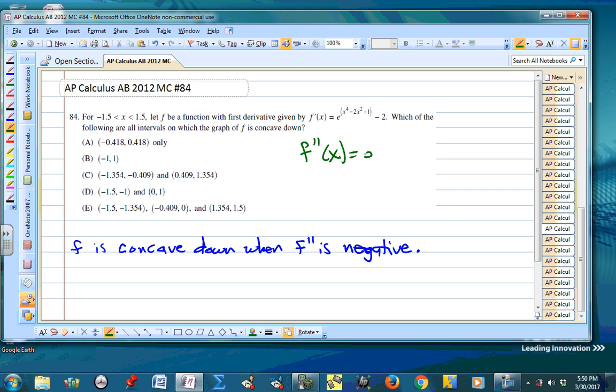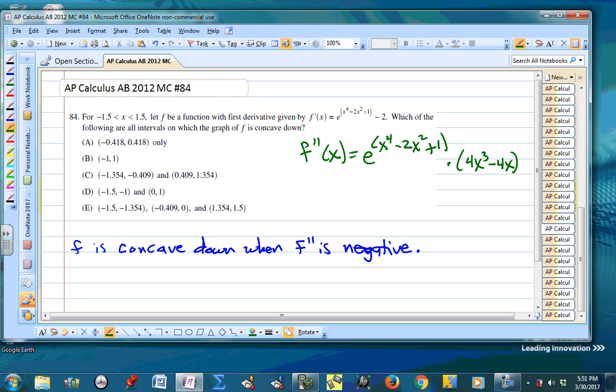An exponential function differentiated is going to be the exponential function itself times the derivative of the exponent times the natural log of the base. In this case, natural log of e is 1.